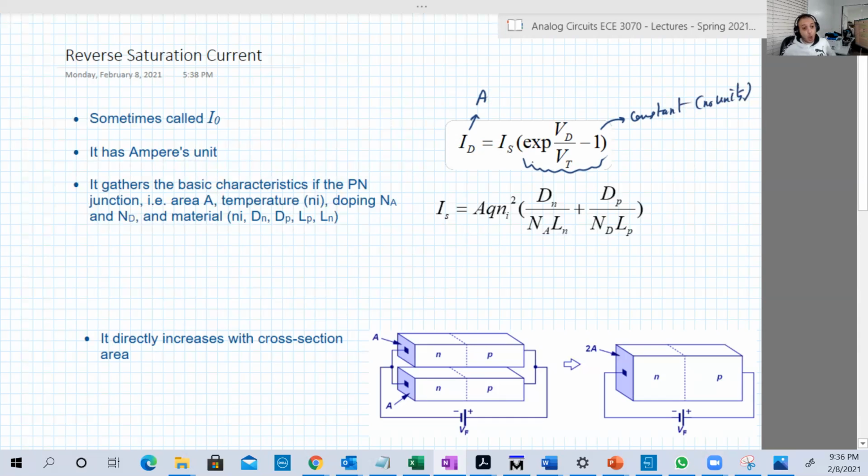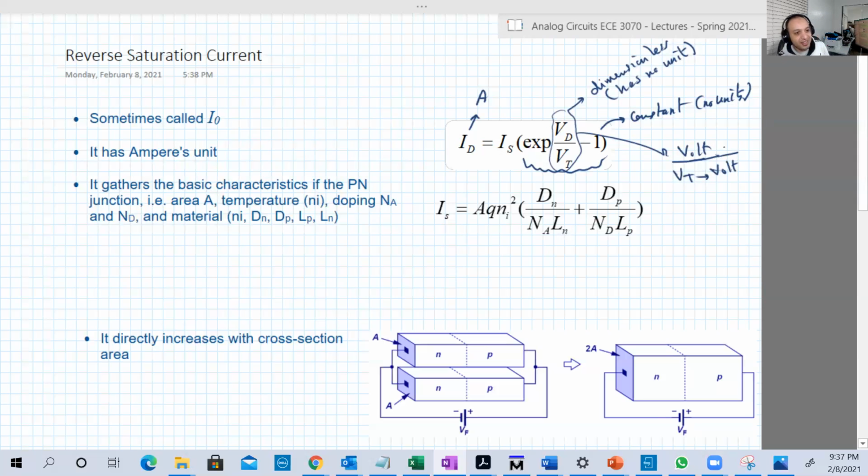How about exponential V over Vt? Whenever you see an exponential, which is the natural number e, 2.71 something, the exponent must be dimensionless. So basically everything in the exponent is dimensionless, it has no unit, and that's very obvious. V is in volts, and Vt is also in volts.